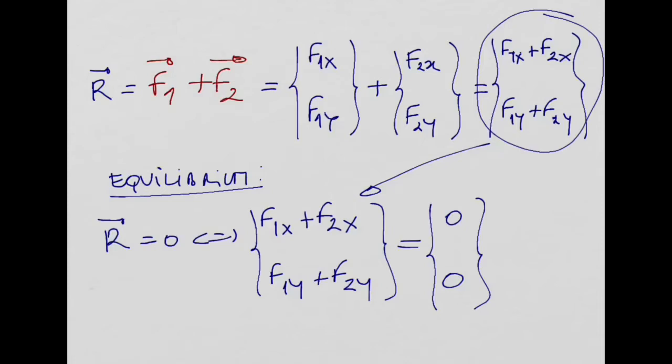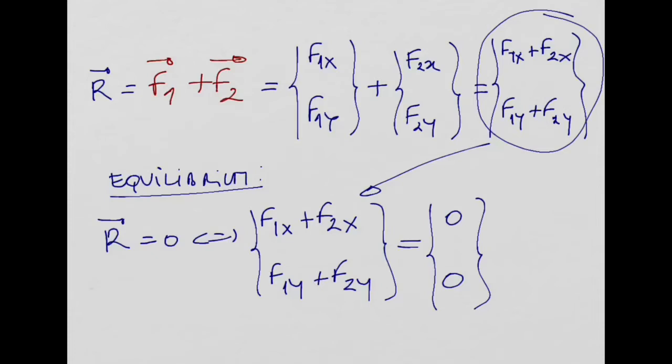So what I'm saying here is that the x component needs to be equal to 0 and the y component needs to be equal to 0. We are doing this in 2 dimensions. If I'm working in 3 dimensions, I will have here a third row. Components in the z direction also will have to be equal to 0.